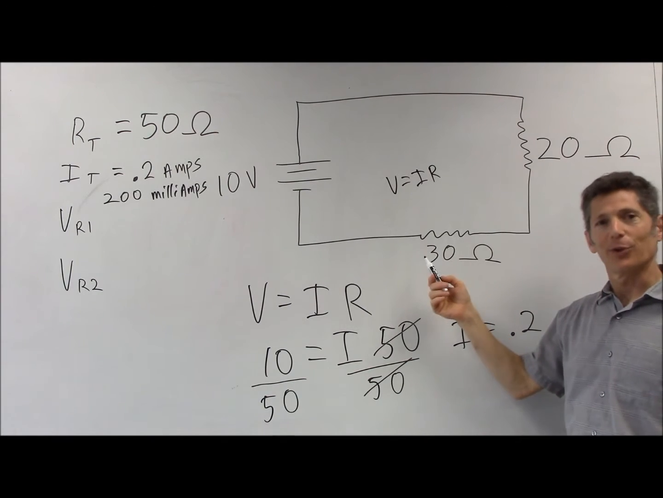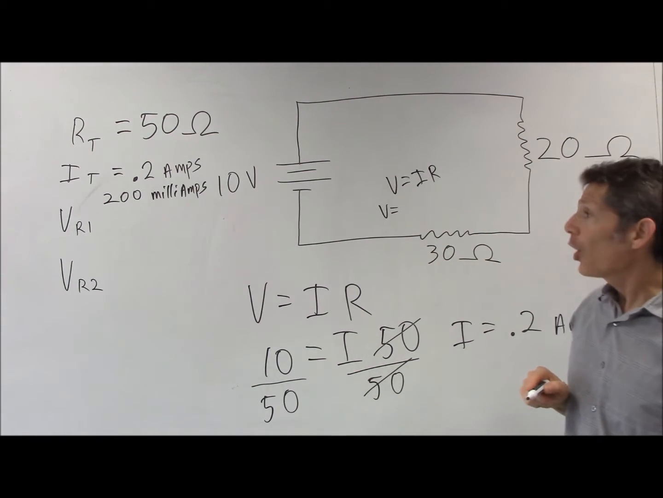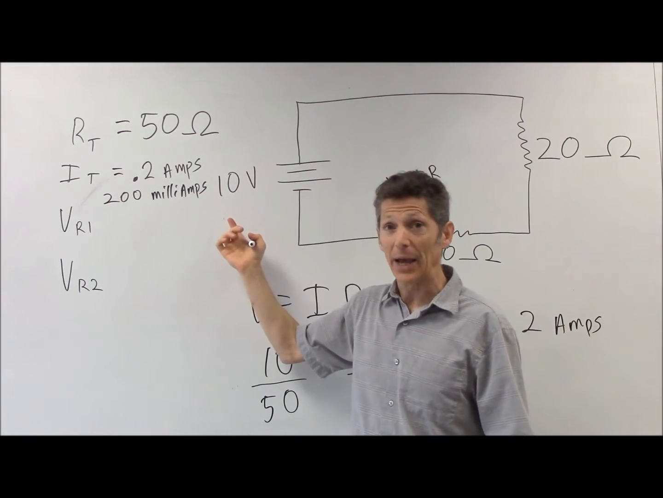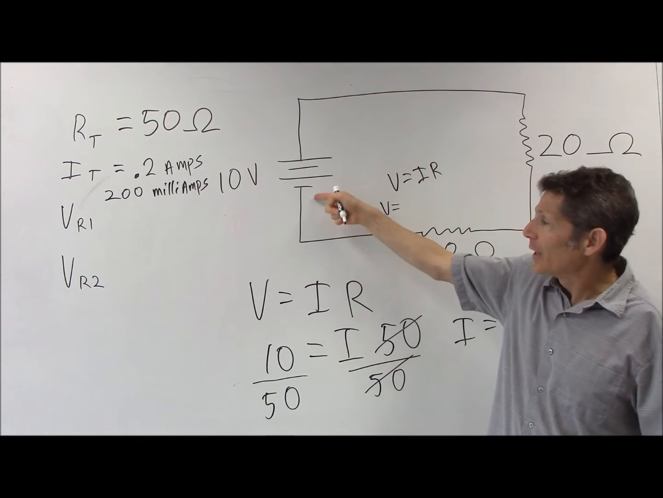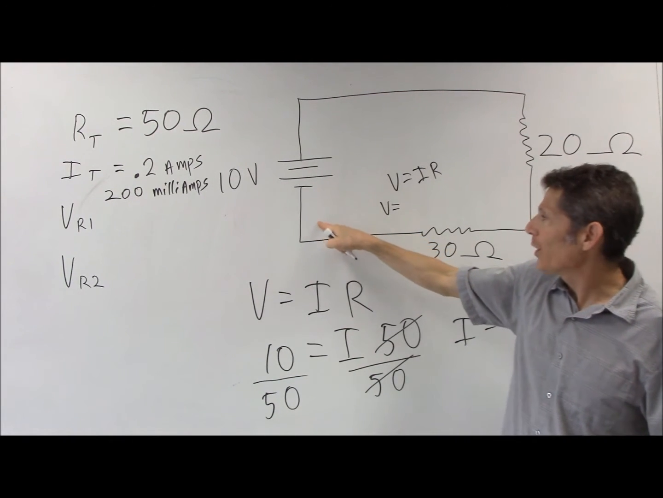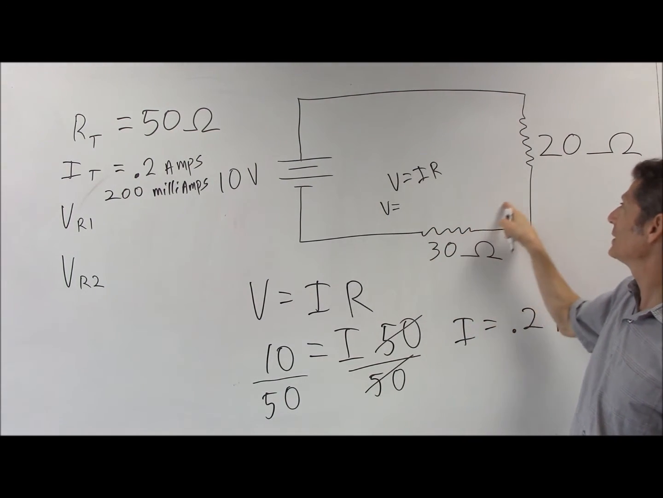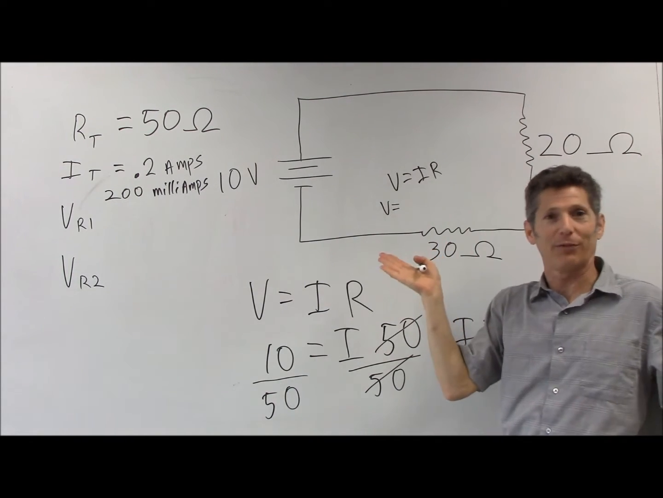I want to know the voltage drop, V. The current, well, I just calculated current. It's 200 milliamps. That tells me that there are 200 milliamps of current going through this circuit. There's no branches in this circuit, so that current must be the same every single place in the circuit. There's no place for the electrons to branch off.